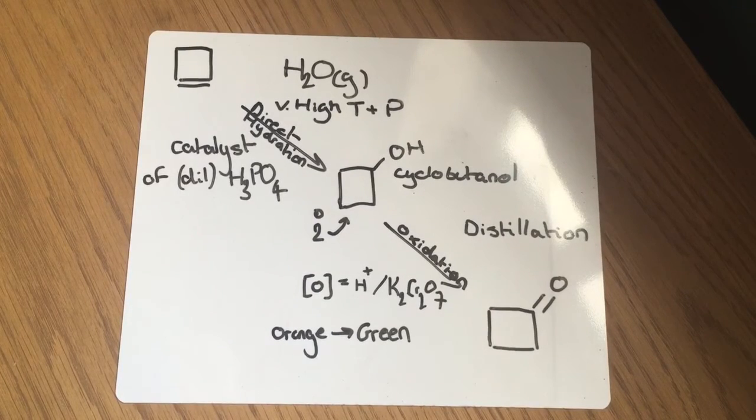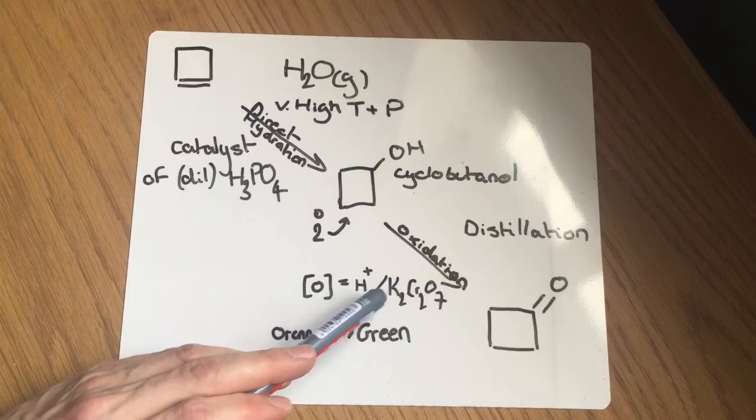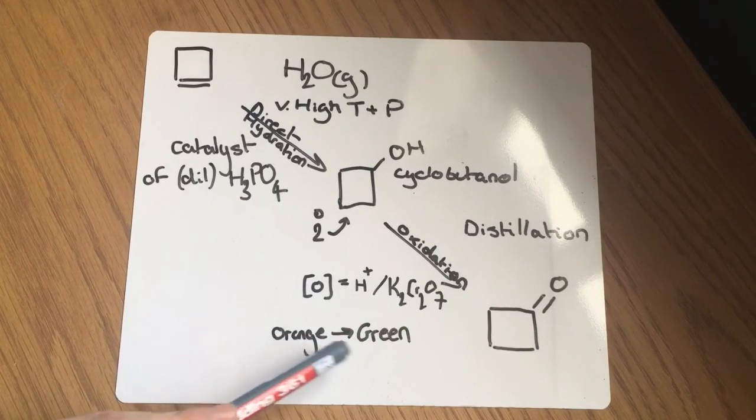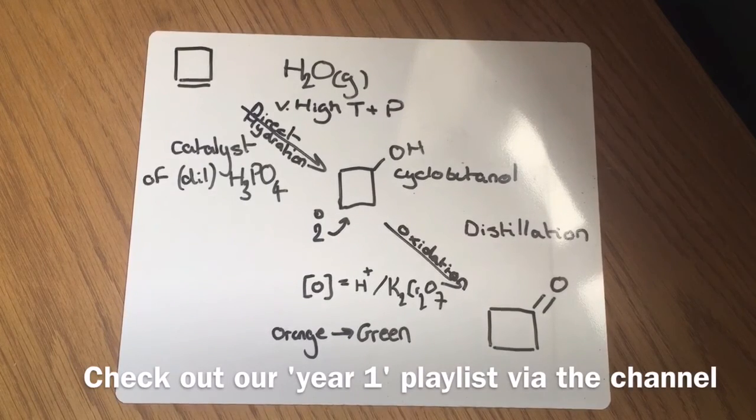Now what I use for that oxidation is an oxidizing agent, and here my oxidizing agent for year one is acidified potassium dichromate. When that reacts, it goes from orange to green, and it'll perform this oxidation for us under the said distillation conditions. Hopefully that clears up the synthetic route for you.